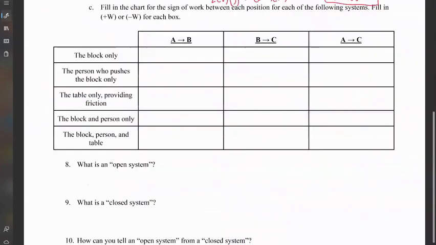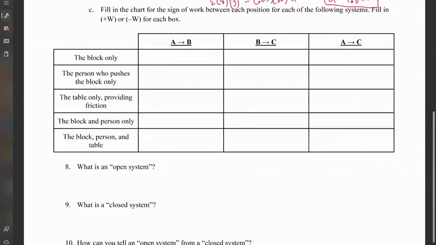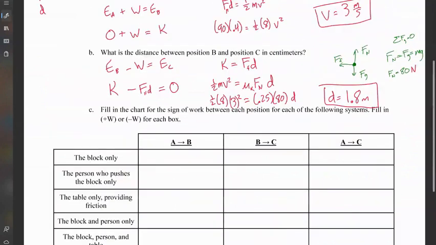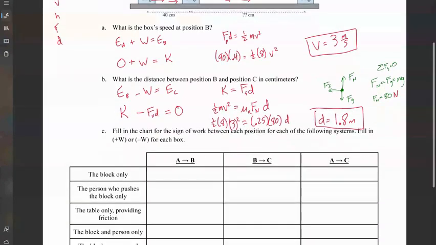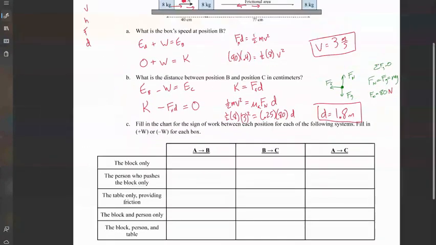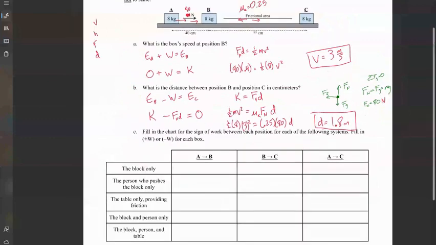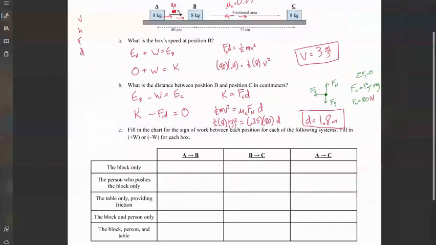All right, we are almost done. Fill in the chart for the sign of the work between each position for each of the following systems. So from A to B, B to C, and A to C for this box. For the block only, we put in positive work. The person who pushes from A to B, we're giving it extra. The person who pushes the block is giving the energy to the box, so the person experiences negative work.